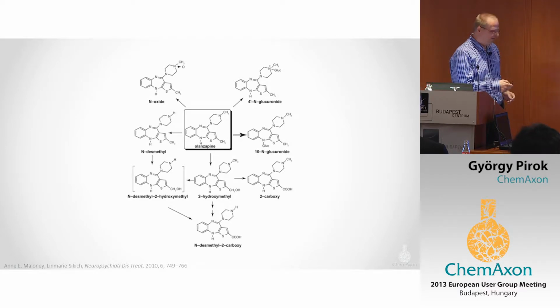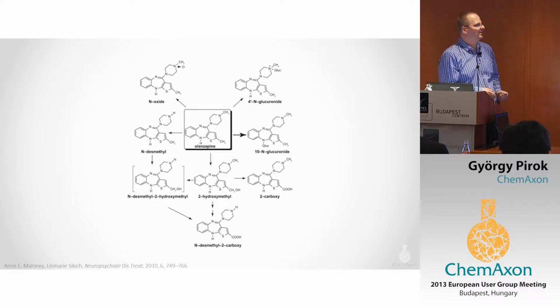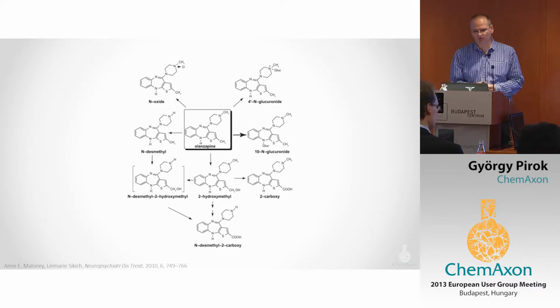Here we have some biotransformations that are oxidations, like N-oxidation, cleavage of a methyl here, then the oxidation of this methyl to carboxylic acid. And some others are called phase 2 metabolic biotransformations, which involve conjugations, for example, glucuronidation.